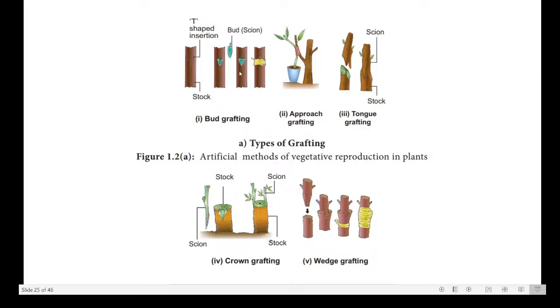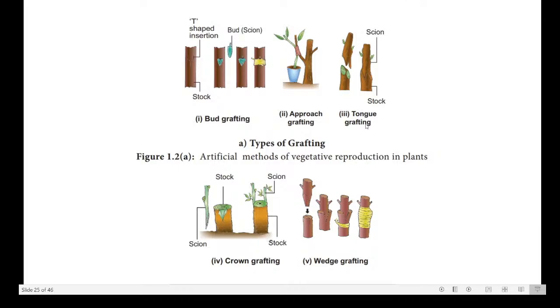Just wrap the thing. This whole thing is very important. It's the easiest method. If you have any plant in your home, you can try this. And approach grafting is nothing but cutting a slice of one particular area in the stem of one plant, and in another plant also, just attach both and tape over there.